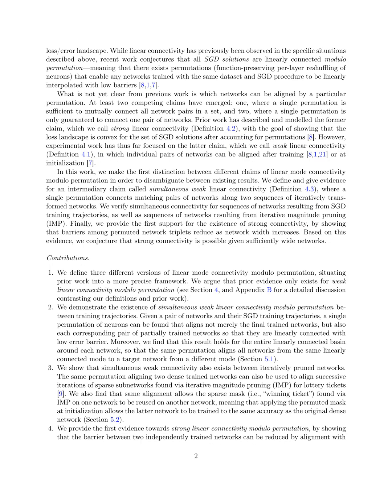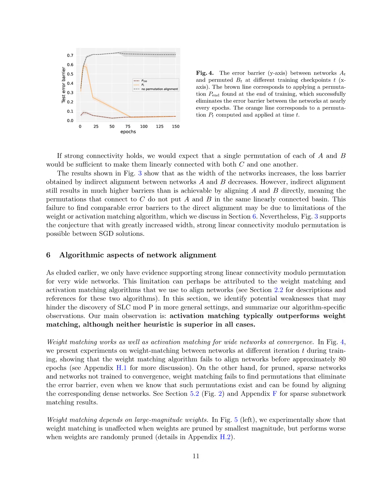Additionally, the paper shows that a single permutation aligning two networks after training can also align other networks from the same linearly connected modes, as well as transport IMP masks between networks. The evidence for strong linear connectivity modulo permutation is presented by indirectly aligning networks relative to a fixed reference network, showing that as network width increases, the loss barrier between networks decreases. The paper also discusses algorithmic aspects of network alignment, highlighting the importance of weight matching and activation matching algorithms in determining the success of linear mode connectivity modulo permutation.